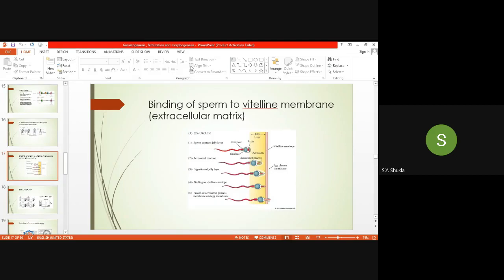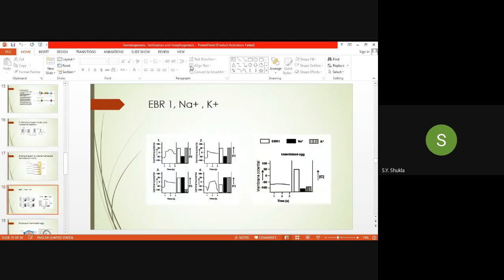the jelly layer, then the acrosomal reaction, and after the acrosomal reaction, binding takes place on the EBR receptor 1. These are the EBR receptor 1, and then sodium ions. And then what we have to look at in this are the four graphs: 1, 2, 3, and the 4th one is this.